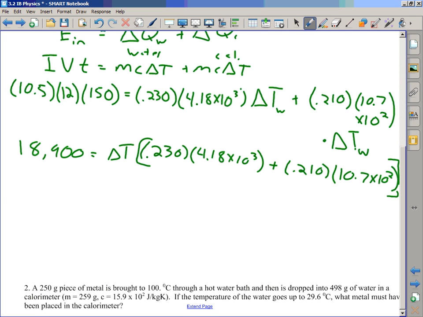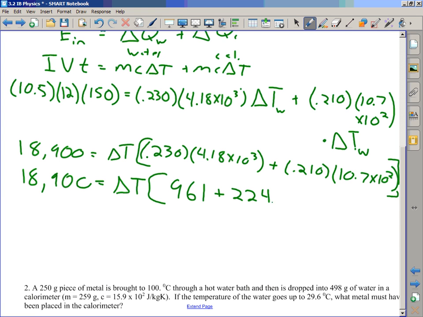And here, someone give me all that right hand stuff, that way we can simplify this down. 224. Okay, so add that, divide over delta T. 15.9 degrees Celsius.